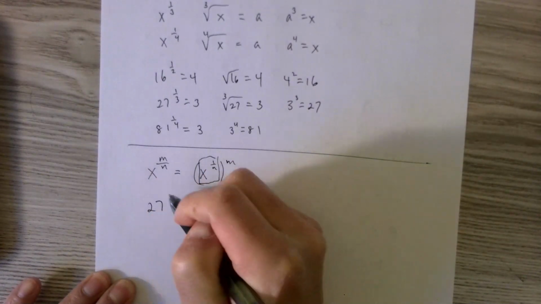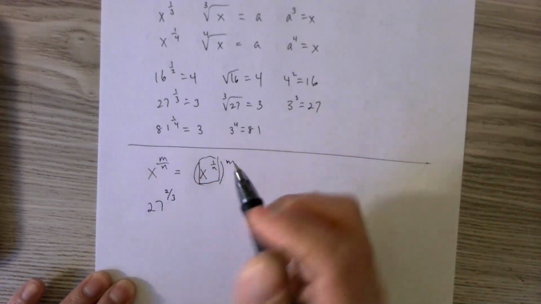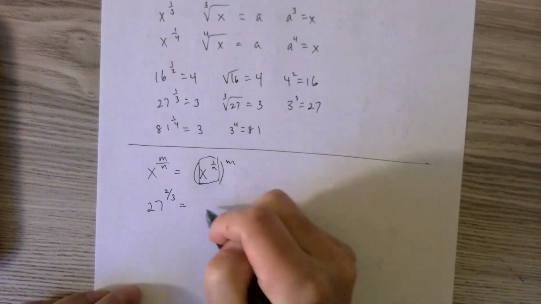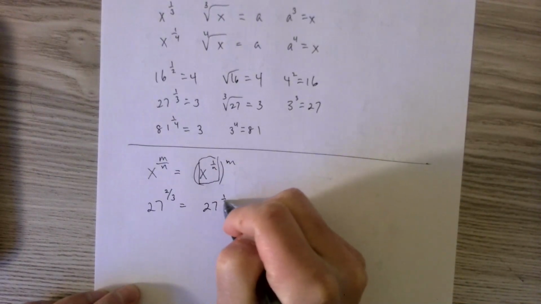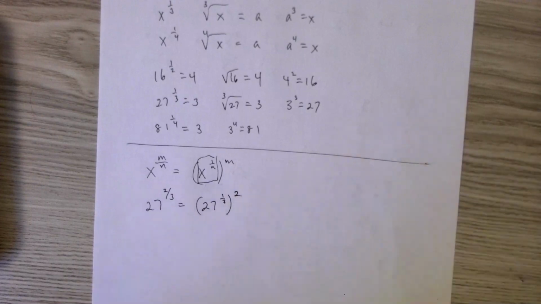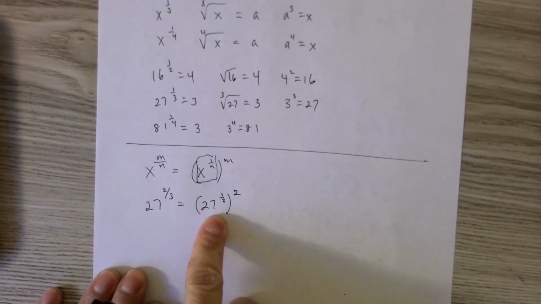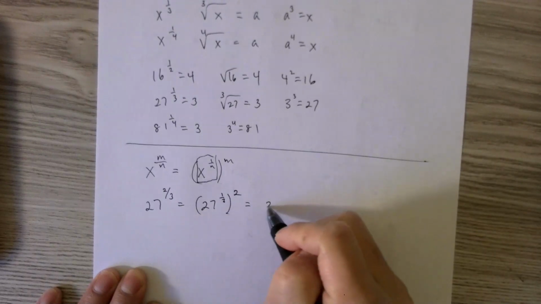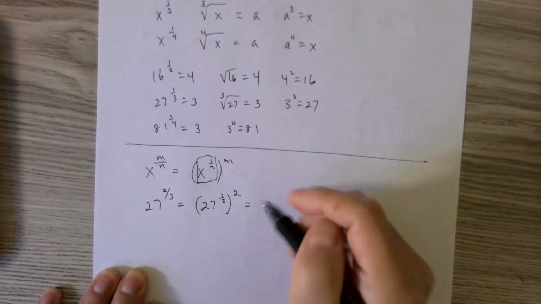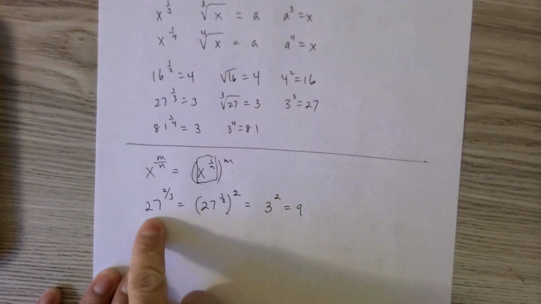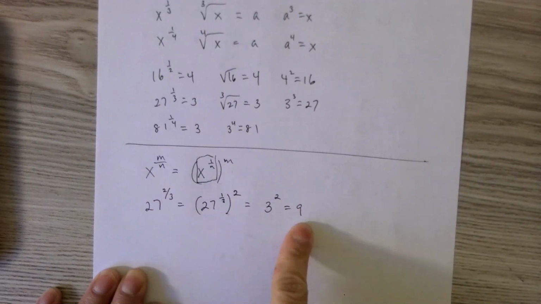So if I have 27 to the 2/3 power, I don't really know what that means off the top of my head, but if I write it like this, I do know what that means. The inside means to take the cube root of 27, 3, and then square that. So 27 to the 2/3 power is 9.